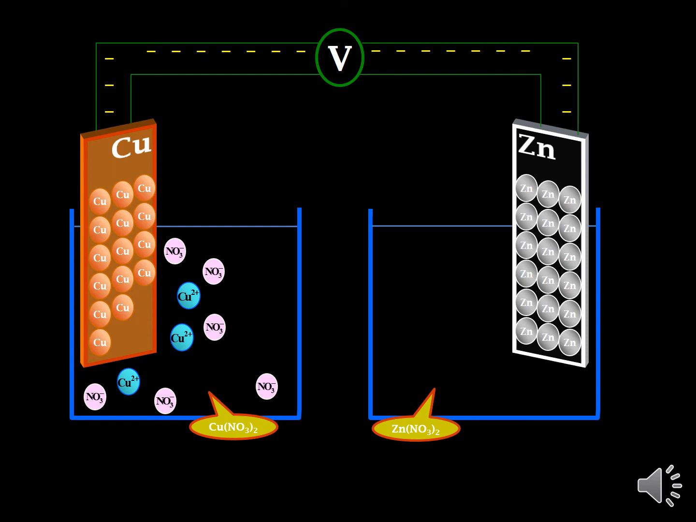In the right compartment, which contains the zinc electrode, we will add an electrolyte of zinc nitrate. This electrolyte converts into zinc ions and nitrate ions. One zinc ion contains plus 2 charge, and one nitrate ion has minus 1, so 2 nitrates have minus 2 charge.